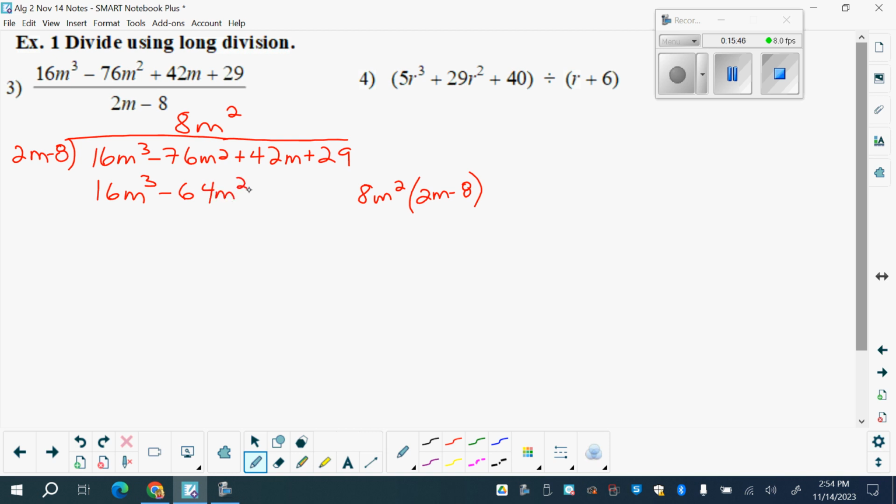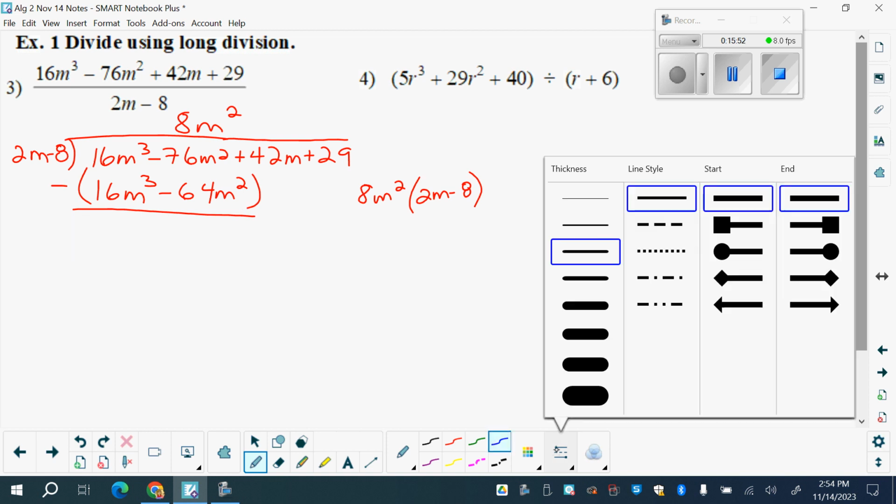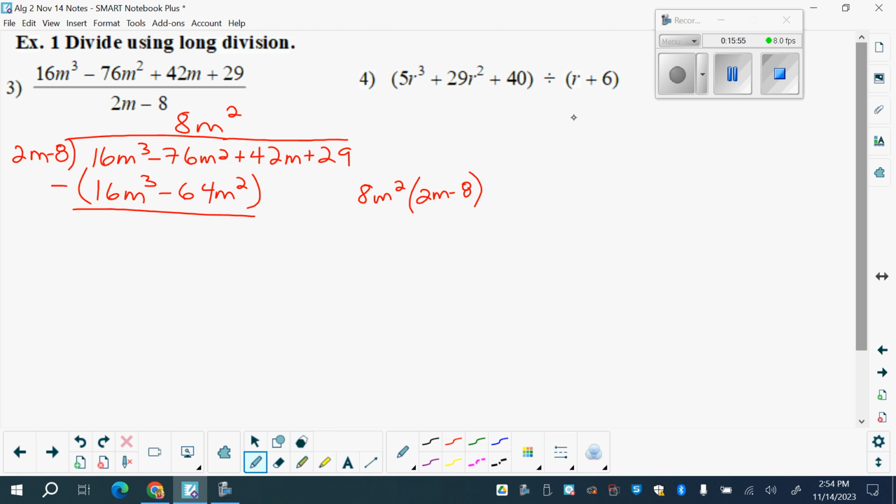M squared, good. And so now we want to subtract all of it. So we're going to distribute that negative. So this becomes negative here, and this one becomes positive. So now when we add those together, Kira, what do I get when I add those together? 12. Positive or negative? Negative. Good. So negative 12m squared, what do I do next? Anybody? Bring the 42. Good. Bring down the 42m.